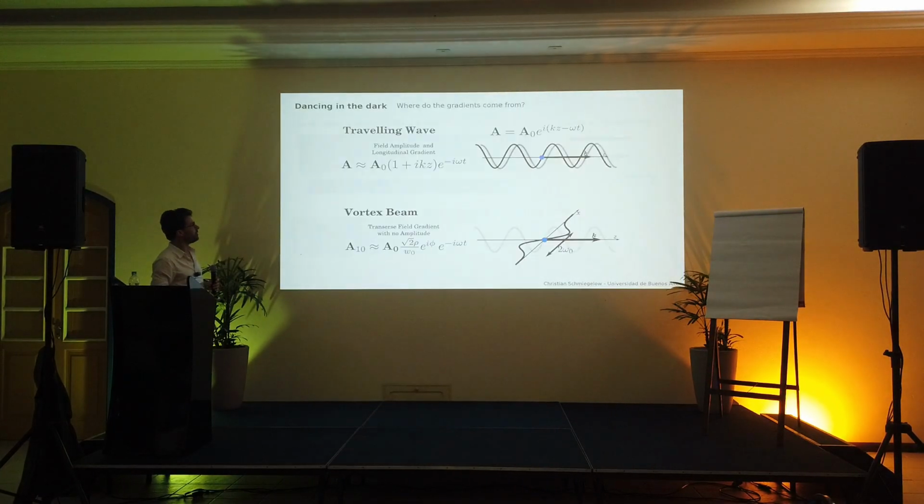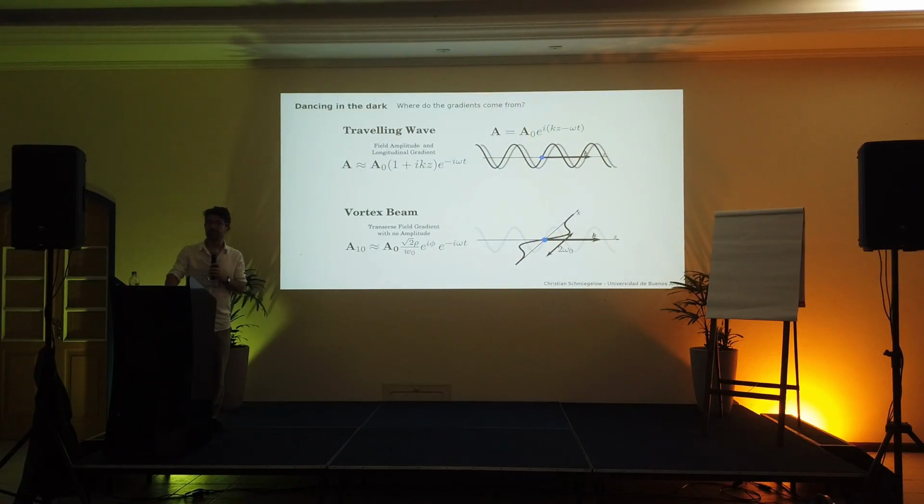So, we are back. Perfect. Where do we get these gradients? Of course, in a traveling wave. A traveling wave, in a complex representation, we write it like that. And of course, this is a gradient in the direction that the beam is traveling. When we take the Taylor expansion of this, we see a constant term. This gives rise to the dipole interaction, and a linear term with a scaling factor k, z, that gives a gradient in the forward direction.